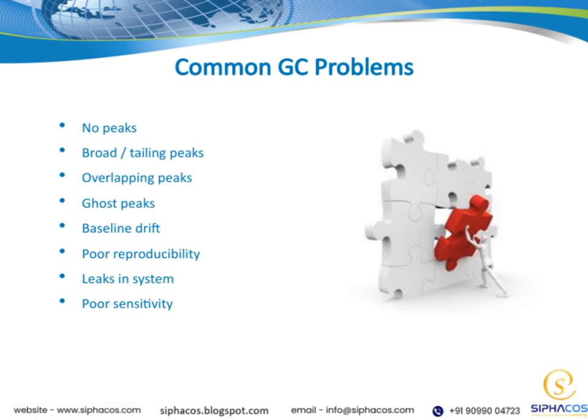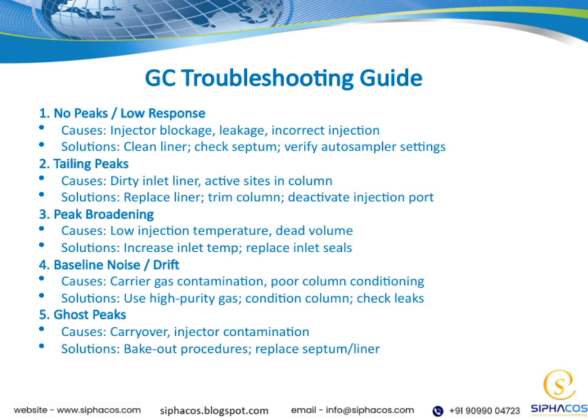Speaking of sensitivity, poor sensitivity can mean you're missing low-level compounds, which might be due to detector issues or sample preparation. Overall, these problems can significantly impact the accuracy and reliability of your analysis, so being aware of them helps in troubleshooting and maintaining your GC system effectively. Let's start by looking at the first common issue, no peaks or low response.